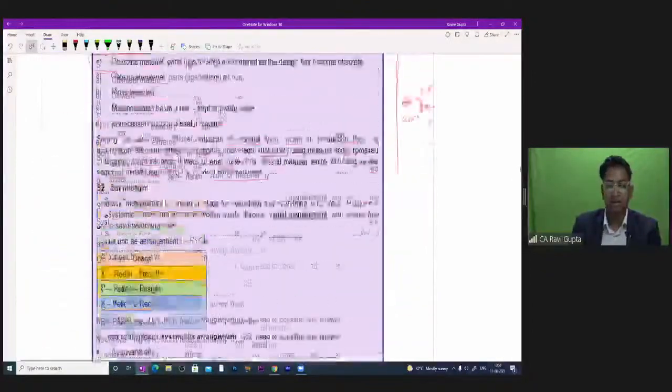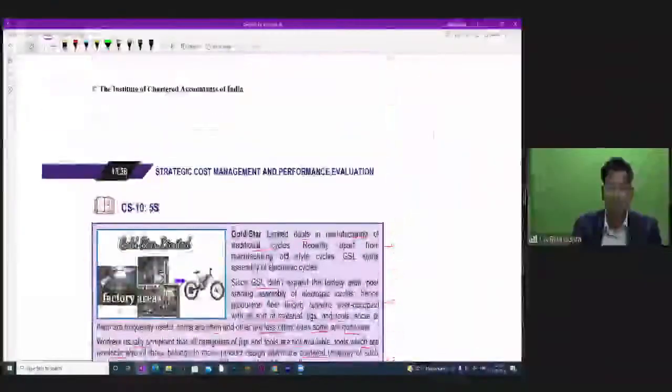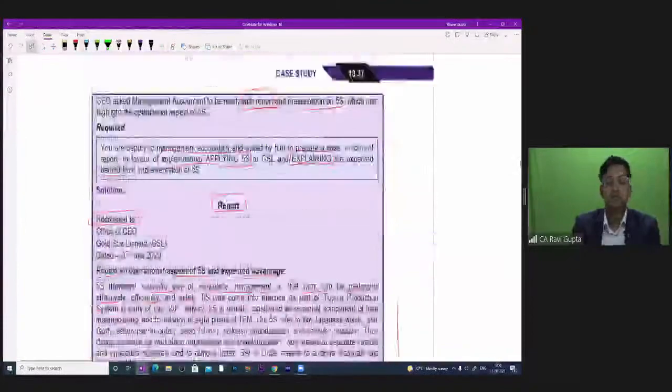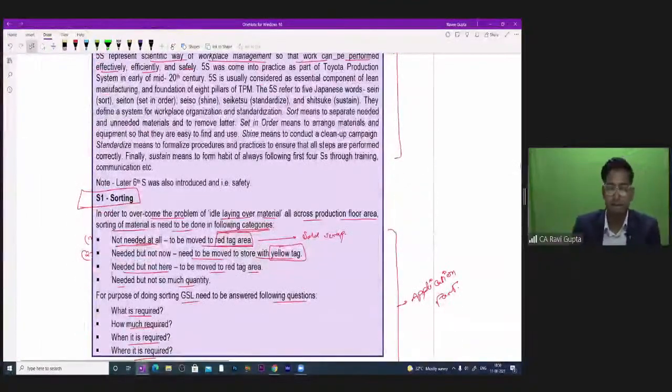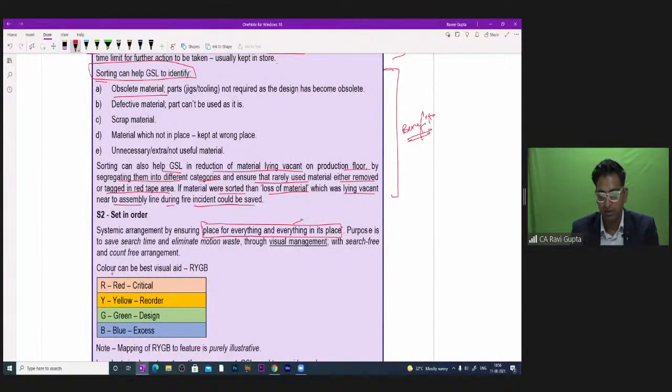Moving to the second S, that is set in order. You can see the problem here, in this third paragraph. Usually the workers are not able to get the tools on time because they think they are not available or not accessible. So what is said? What is the keyword? The keyword is: place for everything and everything in its place. This is the keyword.